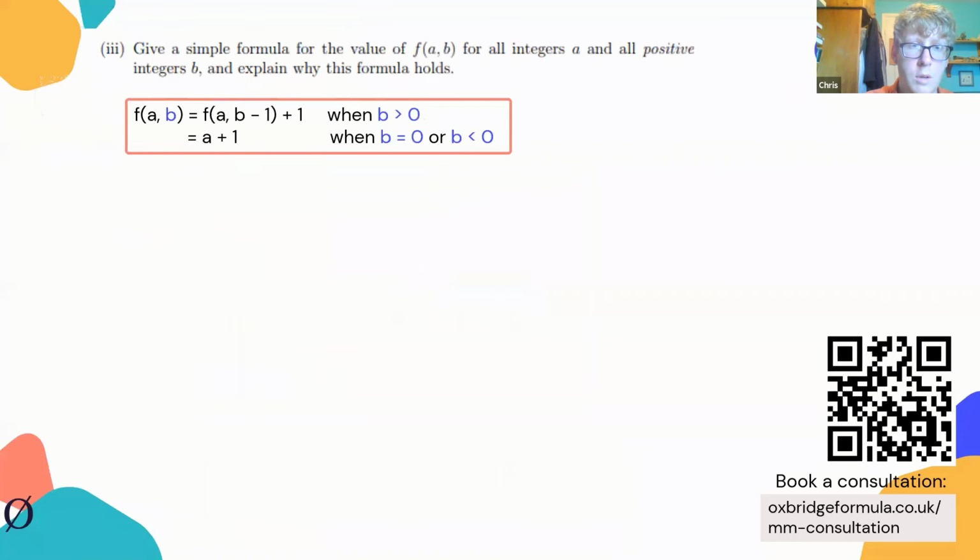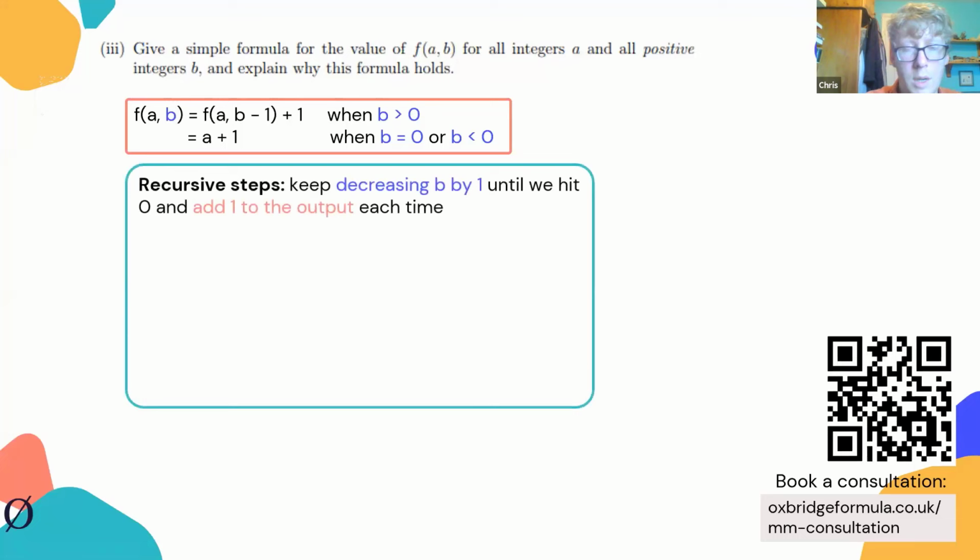So part 3, we're asked to give a simple formula for the value of F of A, B for all integers A, all positive integers B, and explain why it holds. So positive is good because the example we just did was for B positive. It was when B was 2. So we'll just start with what we learned from the last one. We said when we're working out F, what we do is we start with B and we just take 1 off each time we use the recursive step.